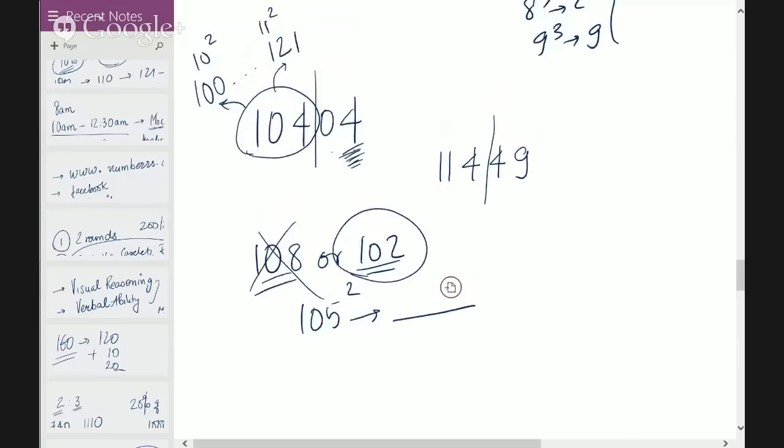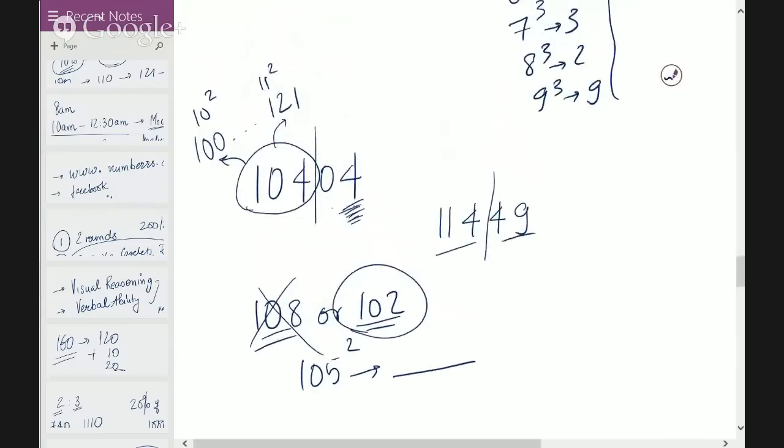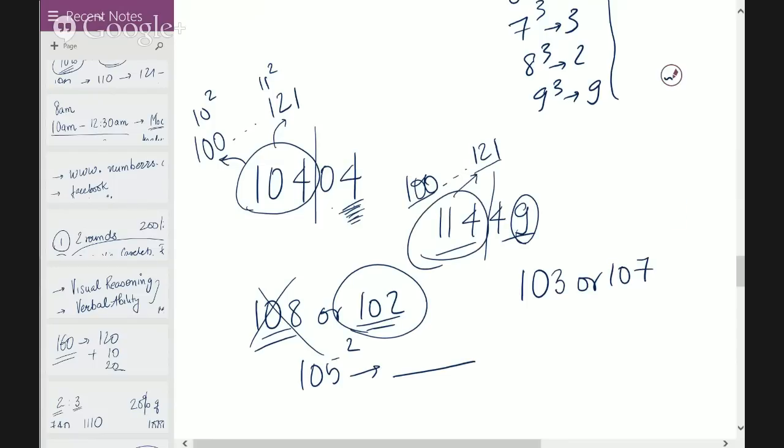Look at this example: 11449. 114 also lies between 100 and 121. I took it to give 2 different examples of the same range. So I'll write 10 because of 10 square and 11 square. Ends in 9, so it can be 103 or 107. But 114 is close to which number? 121. So the answer has to be 107.